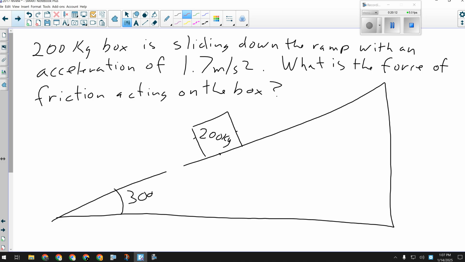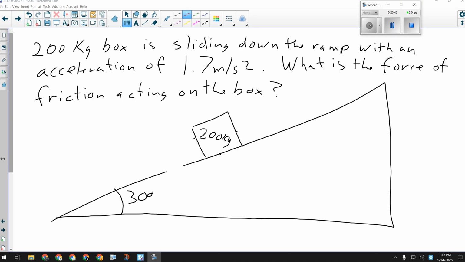So here I've got a 200 kilogram block sitting on a 30-degree incline, and it is accelerating down the ramp at 1.7 meters per second squared. I would like to know the force of friction acting on the box. Inclined planes are my favorite kind of Newton's second law question. So, give that one a try. Let's see what we remember about inclined planes and Newton's second law.